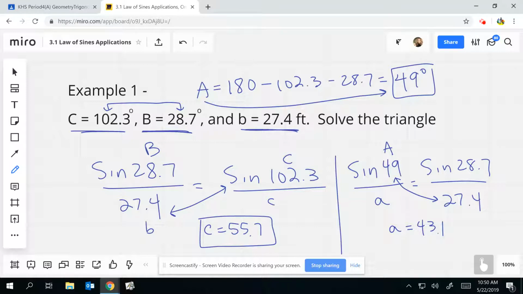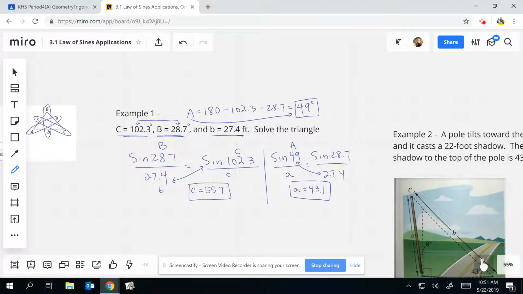43.1. Make sure your triangle makes sense. Your biggest angle should be across from your biggest side. Biggest angle C, biggest side is little c. Good, that works. Your smallest angle is 28.7, so your smallest side should be 27.4, which it is. So that one does work, it makes sense.